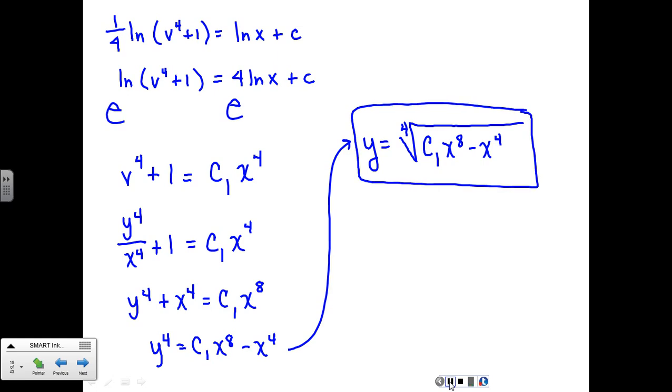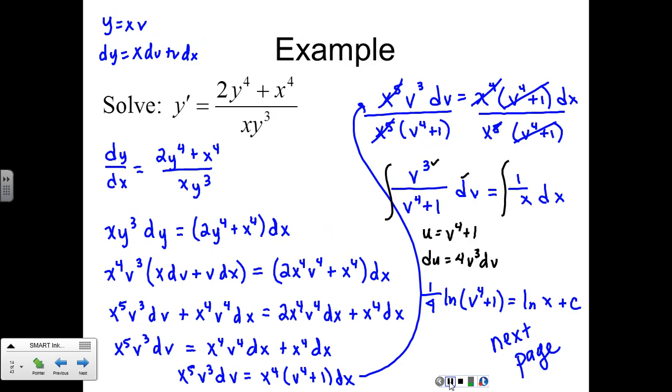Fourth root, or you could raise it all to the 1/4 power. Got a plus 2 right there. Now I got the v to the 4th plus 1 on this side because I factored out that x to the 4th.